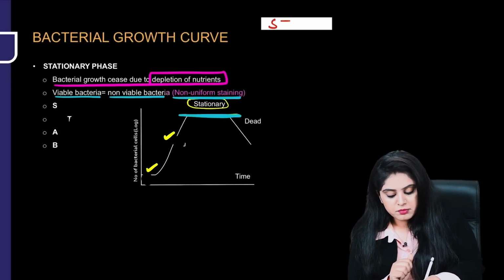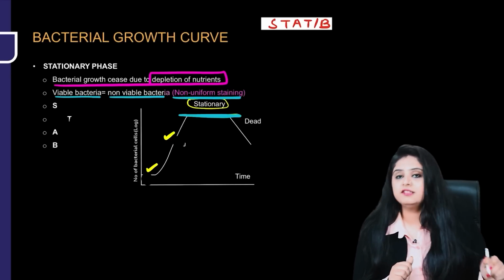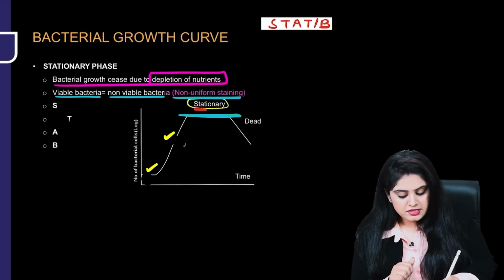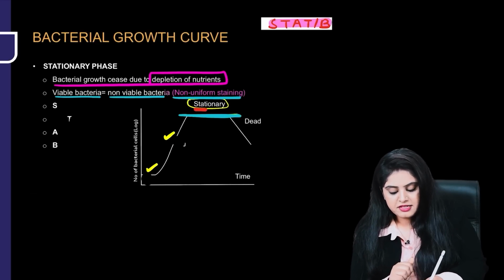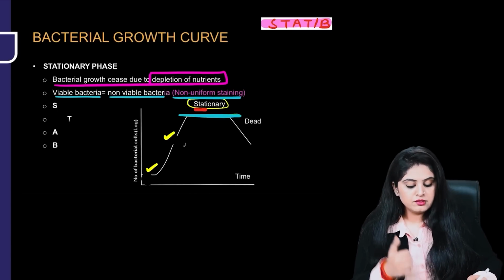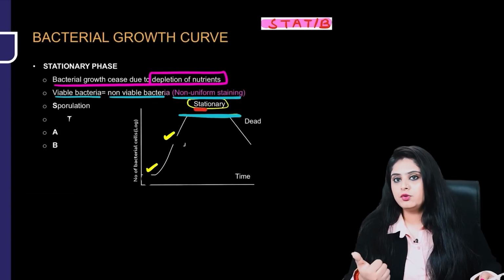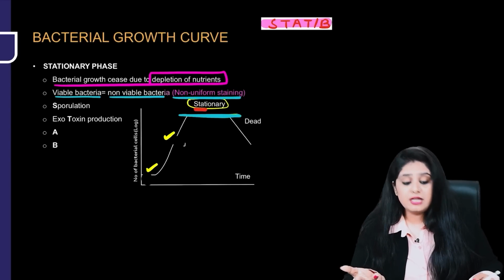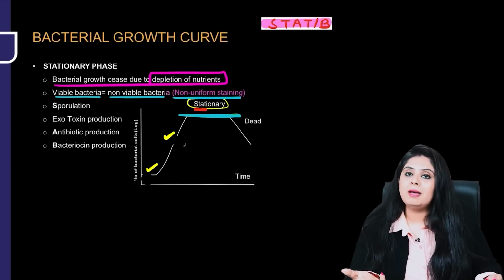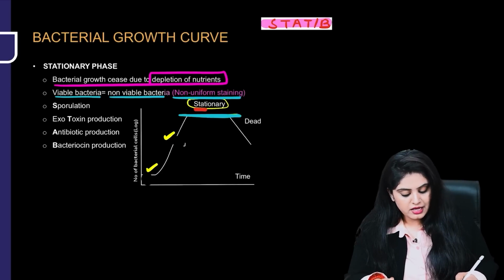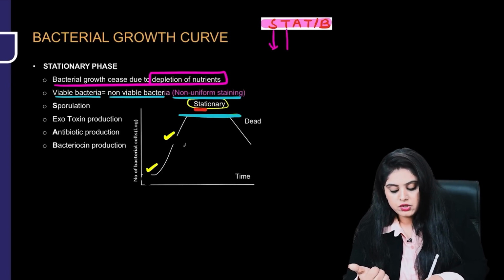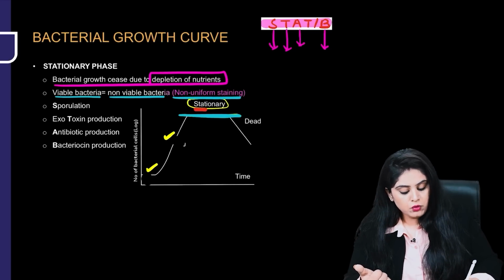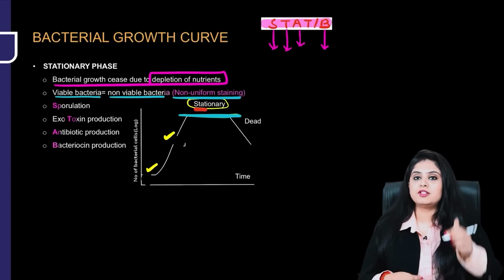And the mnemonic for this particular phase is, you call it stationary, so I'm going to make stat into stab. It is a stat stab. Stab means what? If someone asks you in which phase sporulation occurs, S for sporulation, T for toxin production, which toxin? Of course exotoxin. A for antibiotic production, B for bacteriocin production. So remember, if you are asked, in the stationary phase, sporulation, toxin production, antibiotic production, bacteriocin production, these four things are going to happen in the stat stab phase. Very, very famous questions that you have, right?